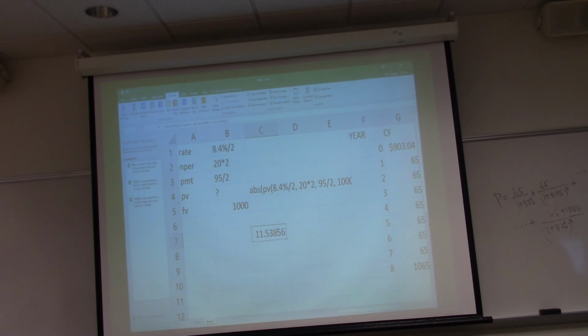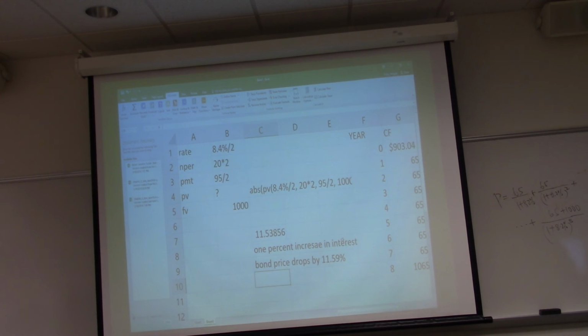So see, we got 11 something. So using this duration, what does duration mean? Duration means a 1% increase in interest rate, bond price drops by how much? Drops by 11.59%. The duration tells how sensitive the bond price is to the market interest rate changes.